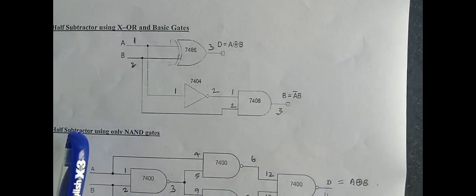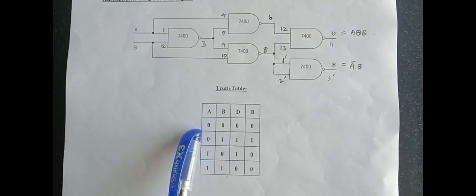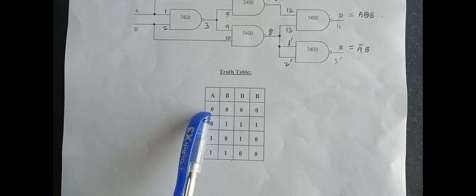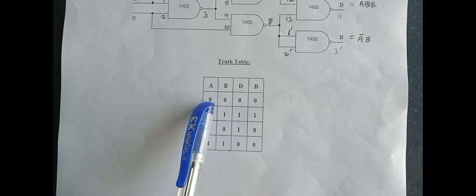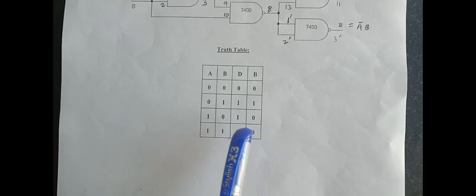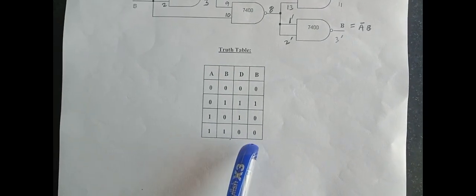So the subtractor performs the difference of two binary inputs. This is the truth table of the subtractor. A and B are the inputs. 0, 0 means difference is 0, borrow is 0. 0, 1 means difference is 1, borrow is 1. 1, 0 means difference is 1, borrow is 0. 1, 1 means difference is 0, borrow is 0. So this is the truth table.